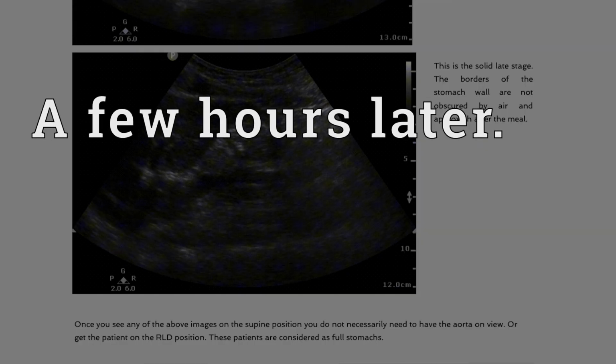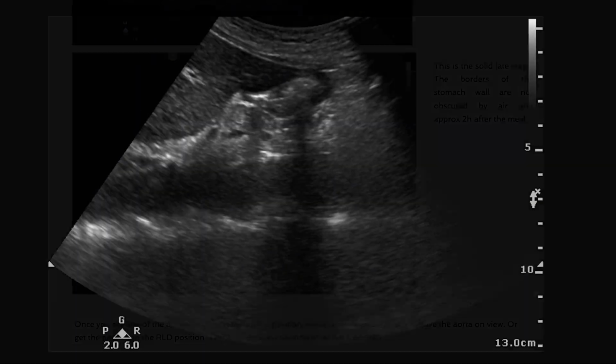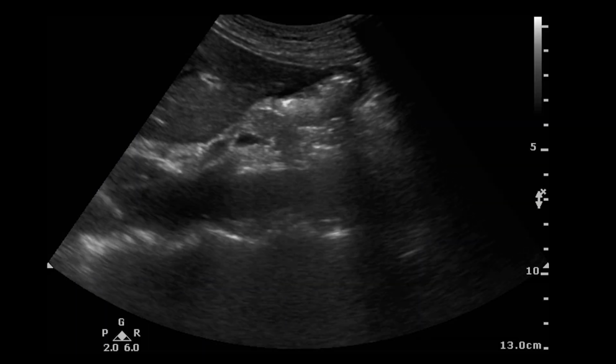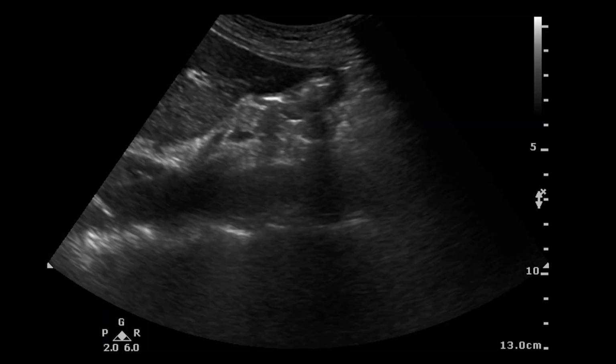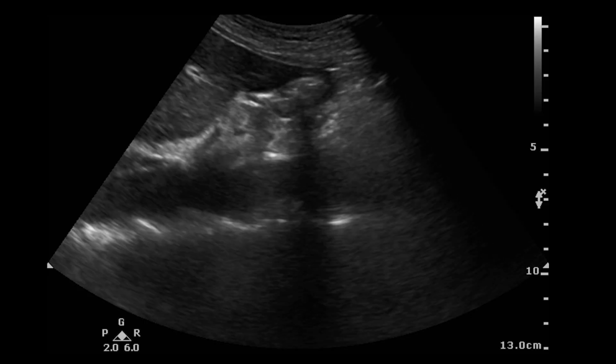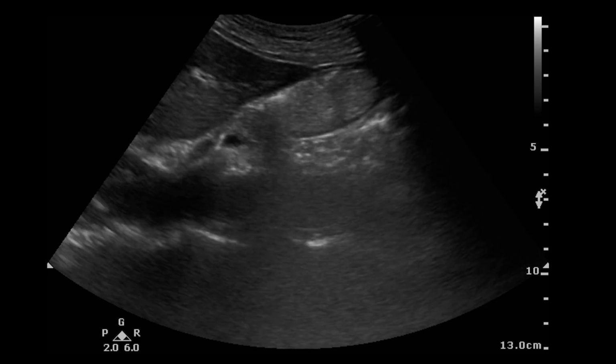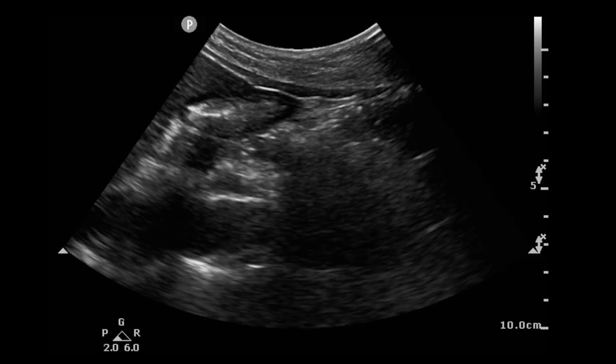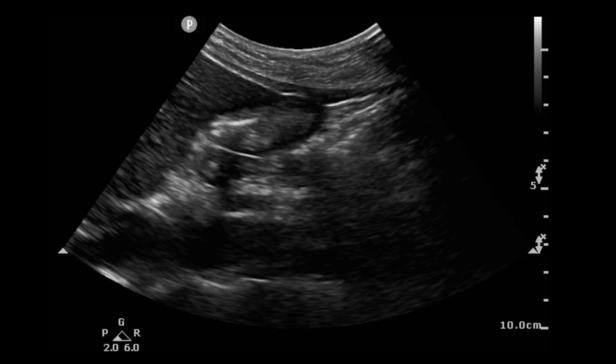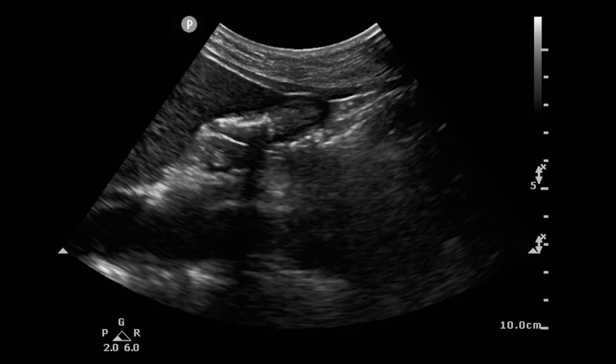A few hours after a meal, what we see on the screen is the solid late stage, at approximately 2 hours after your meal. The stomach appears distended, with thinner walls and something within. The borders of the stomach wall are no longer obscured by air. The content of the stomach reveals mixed echogenicity. We no longer see acoustic shadowing since there is no air obstructing the view of deeper structures.